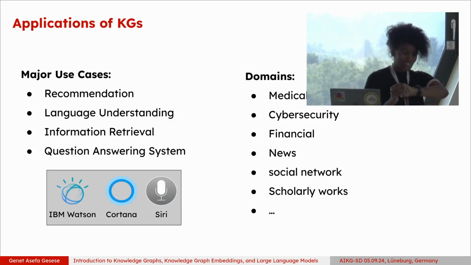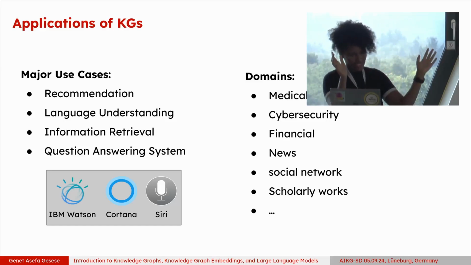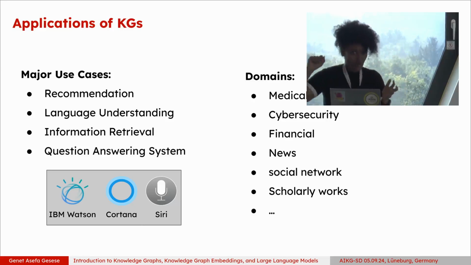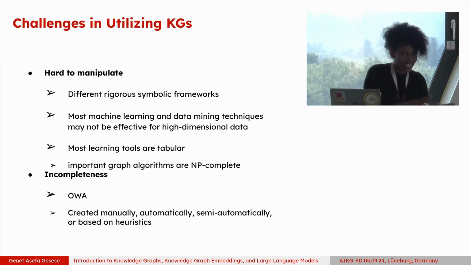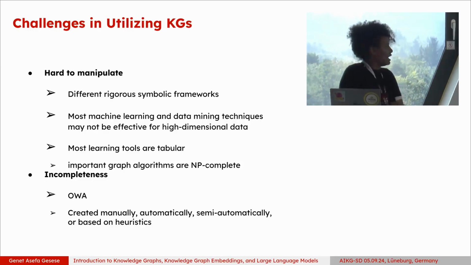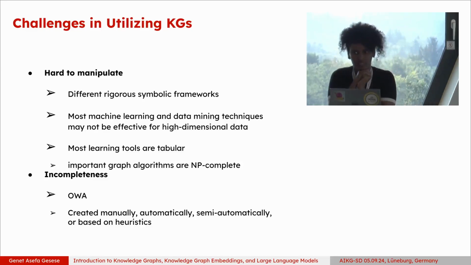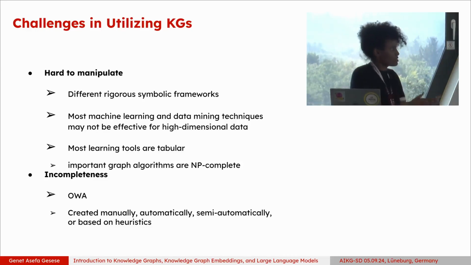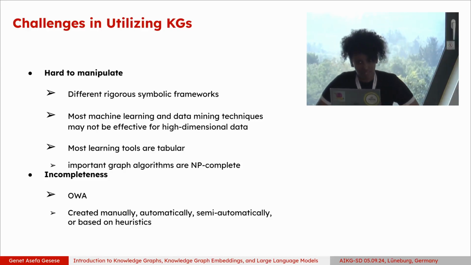What's difficult about knowledge graphs? I have less time. So what's difficult about knowledge graphs? They're hard to manipulate, right? Because a knowledge graph has a huge dimension and it's sparse. Not every node is connected to every other node in your graph, which makes it difficult. And when you want to apply machine learning algorithms on such data, it's difficult. Mostly for these learning tools, the data that you give are tabular, right? You have features and you give them in tabular form. And some of the important algorithms are NP-complete if you want to run them on a graph.